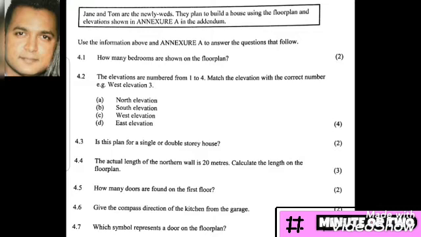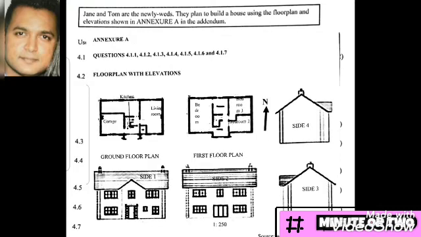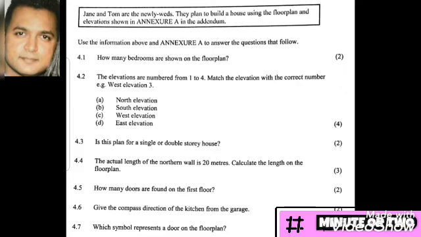Now there are two possible ways you could get this answer. If you look at the annexure, you'll notice there are 2 separate floor plans, and that would give you an indication that there are 2 floors. If you look at the elevations, you will notice there's windows at the bottom and there's windows at the top. So this indicates that it is a double-story house.